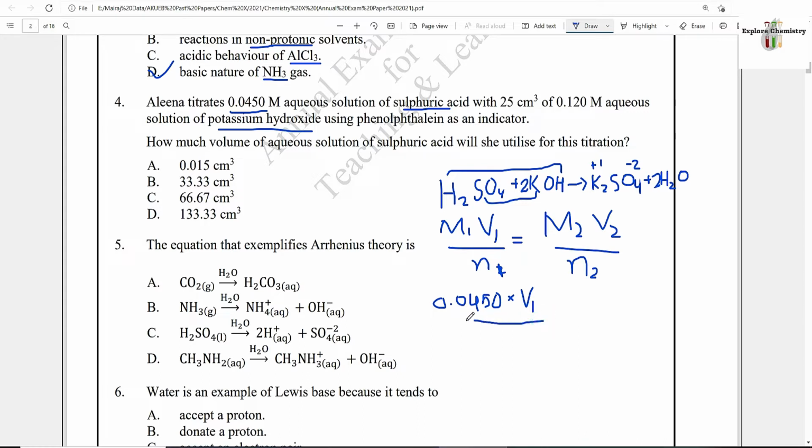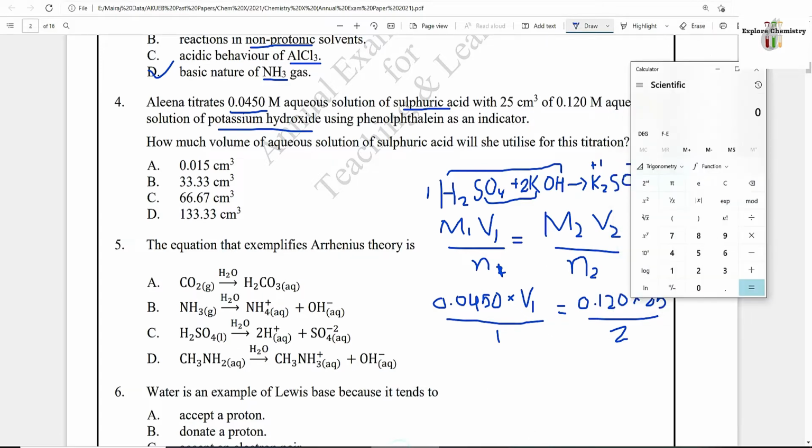The number of moles of sulfuric acid you will get from the balanced equation. We have not written anything over here for balancing, meaning it is 1. So the number of moles is 1. The molarity of potassium hydroxide is 0.120 and the volume of potassium hydroxide is 25 centimeter cube. And the number of moles of potassium hydroxide is 2. Here we have written 2.